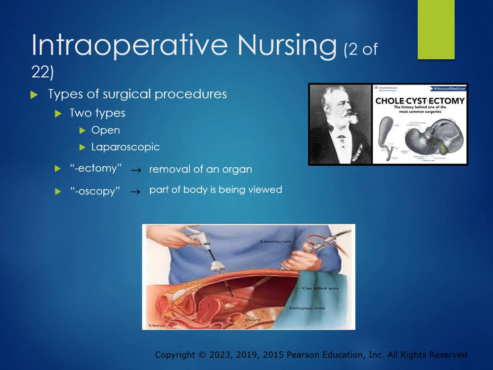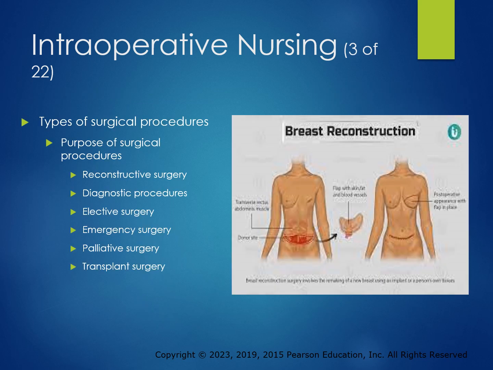And so, what are the types of surgery? You see on page 1398, it lists the types of surgery, and I'm not going to read over those. You can read over those yourself, but it does give you 2 terms that I want you to know. Ectomy, which is the removal of an organ, such as a cholecystectomy, that's a gallbladder removal, and then oscopy, the part of the body is being viewed through some type of scope, and I tried to give you a picture there of that. Other types of surgical procedures, and here's just another list.